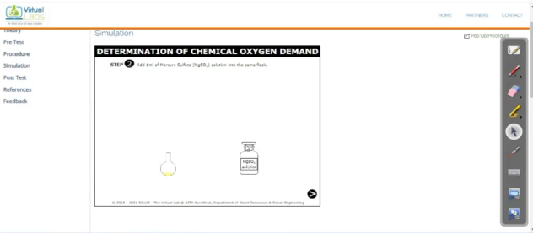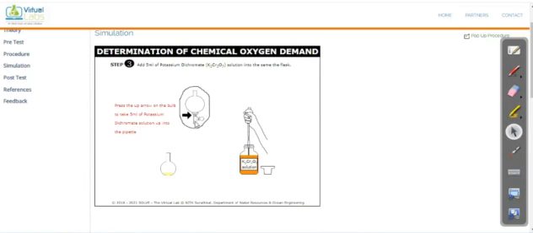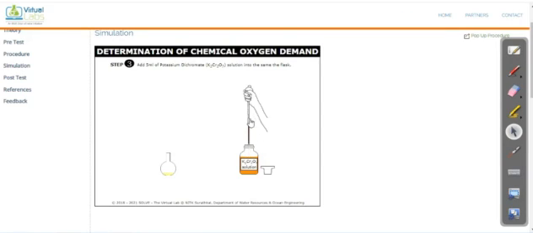So place this cap as it is, and then add 5 ml of potassium dichromate. Again remove the cap, take the potassium dichromate solution, K2Cr2O7, click here. How much do you want? Take 5 ml. Okay, so click here.